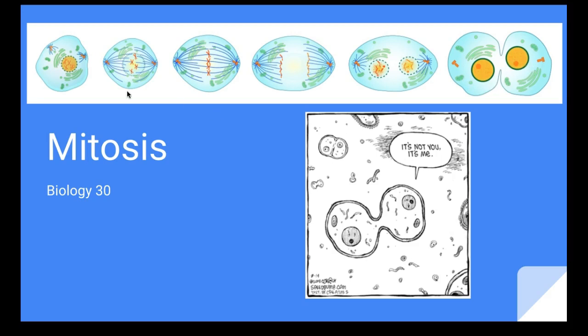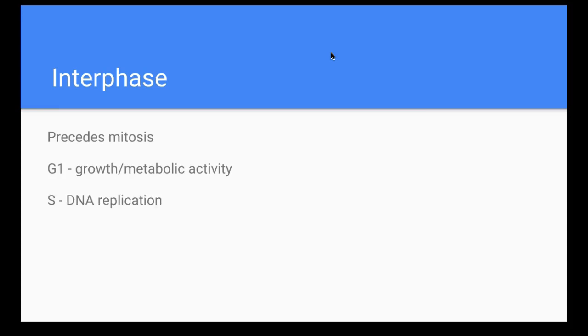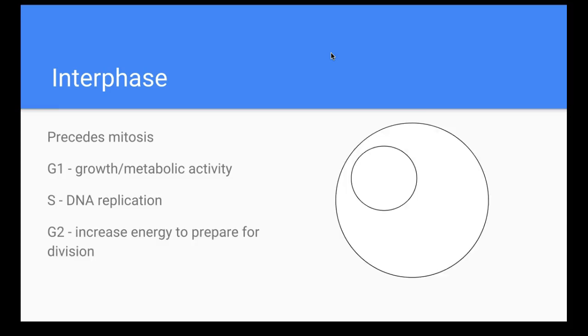So we're going to be learning the names, and we're also going to be learning what's happening at each stage. So starting off in interphase, interphase always happens before mitosis, so this is basically what's happening in the cell's life before it ends up dividing. So we have three phases within interphase: basically growing and being a normal cell, just doing whatever it needs to do to survive, then replicating its DNA, then increasing energy.